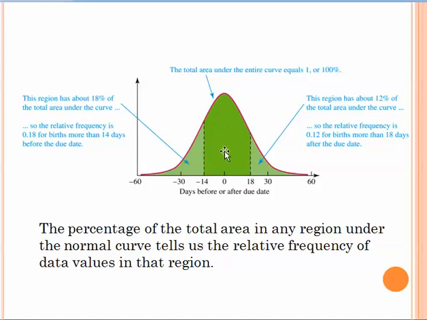So 0 days is the center, and notice 60 days is a long way after the center, but because this is a symmetric distribution, if you draw a line through the center, it divides the area in exactly half, so 50% of the births occur between 0 and 60 days.